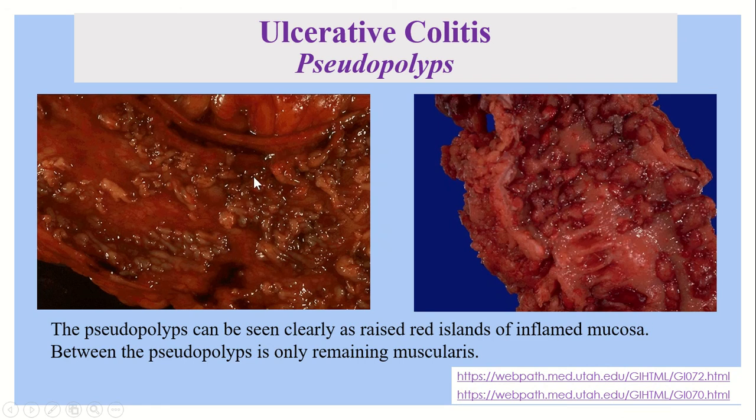We discussed the pseudopolyps, and here you see the pseudopolyps can be seen clearly as raised red islands of the inflamed mucosa, and between them only the muscularis remains. Here you see.